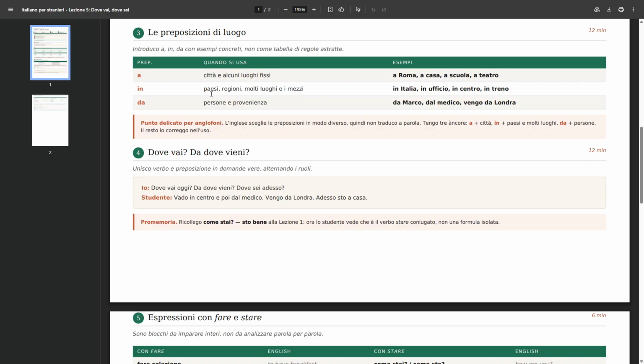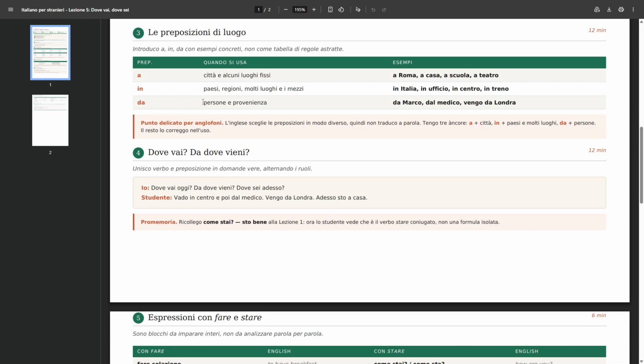In is used as a preposition before paesi, so countries, regioni, regions, or counties, molti luoghi, e i mezzi. So a lot of places, and mezzi, they are basically any means of transportation. So airplane, bus, car, whatever. So we have in Italia, for example, in Italy, in ufficio, in office, in centro, in center, in treno, in train.